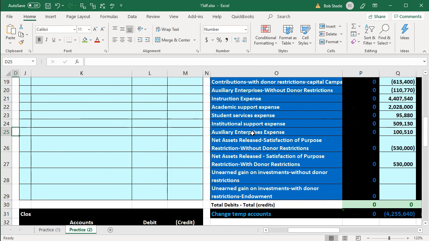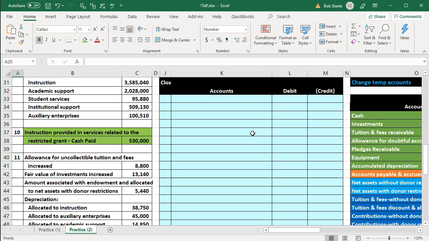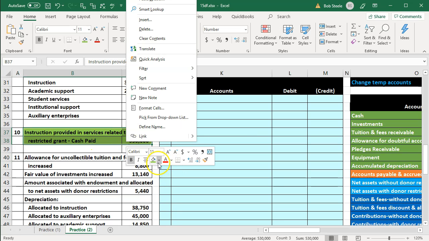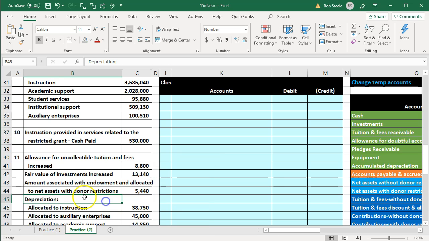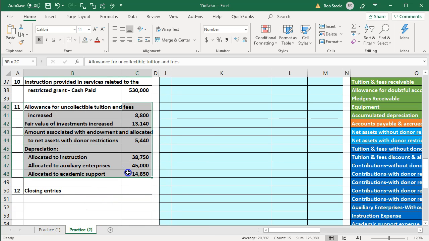Okay, so if we go back to the left, we're done with number 10, and we can move on to number 11. It's a long one, number 11. So I'm going to ungreen number 10. We're going to move on to number 11 and make that one green.